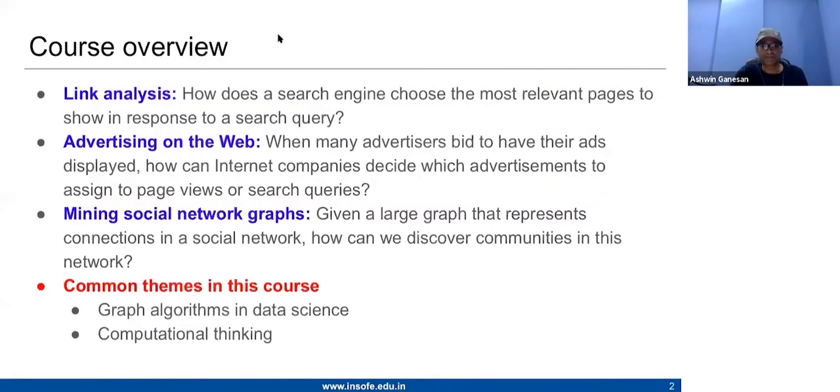This course has 3 different modules. The first module is on link analysis, and we did this the last 4 weeks. The question that we looked at was: when you enter a query term into a search engine, such as Google or Bing, there are millions of web pages which contain your query terms. How does a search engine choose the most relevant web pages to show in response to a search query?